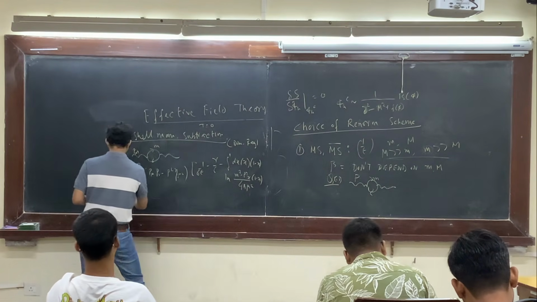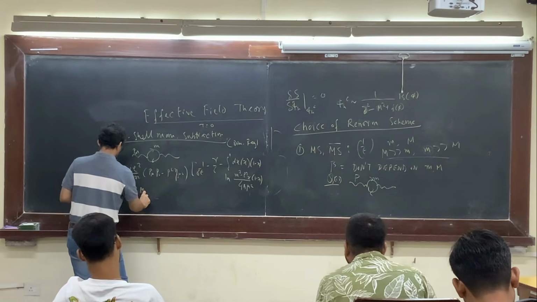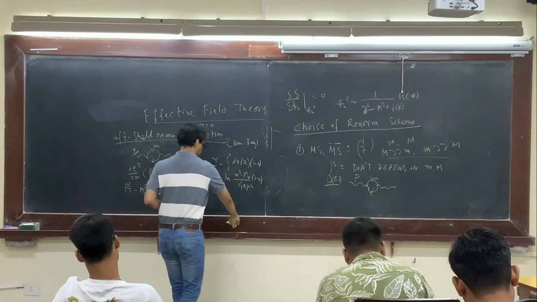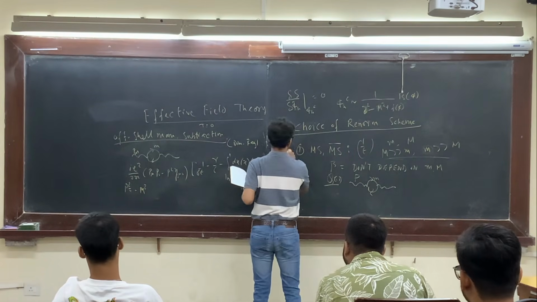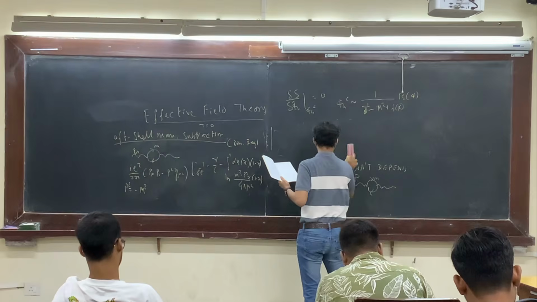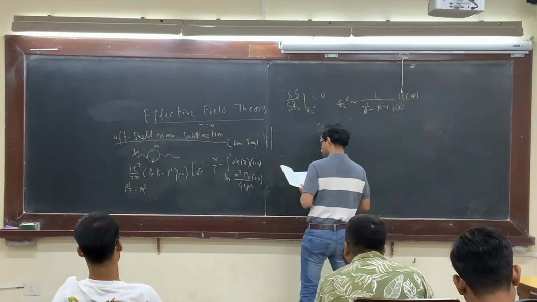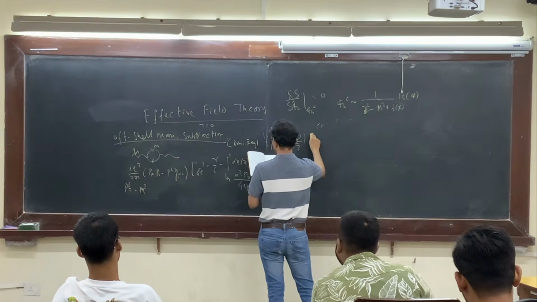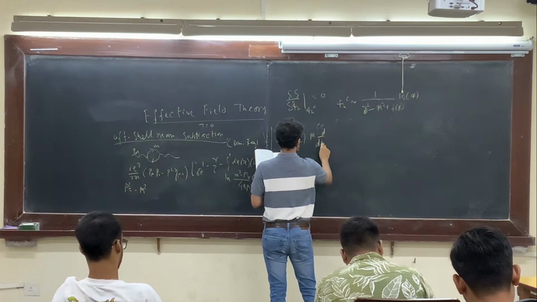Now I use p squared equal to minus m squared, and if I do that, then I can calculate the beta function by using e by 2 m d/dm.